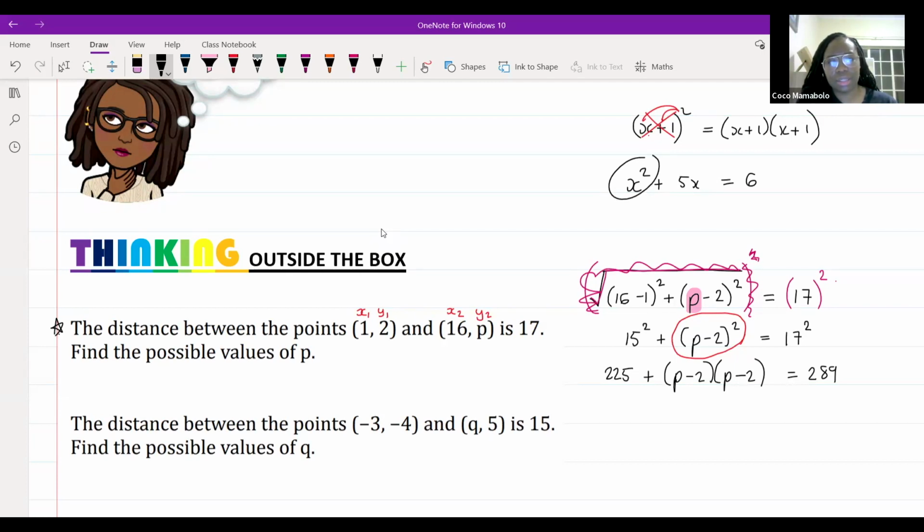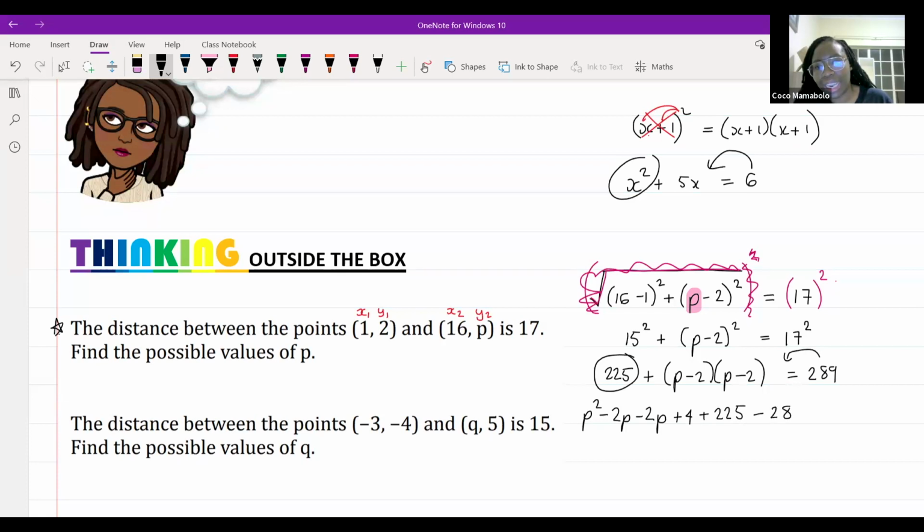I would need 0, correct. So I would bring this over to the side. I'm going to take 289 and bring it over to this side. While I'm doing FOIL, I'm going to do many things at the same time. I'm going to get p squared minus 2p minus 2p plus 4, plus this 225 that we have over here. And then this comes over and becomes minus 289 is equal to 0.